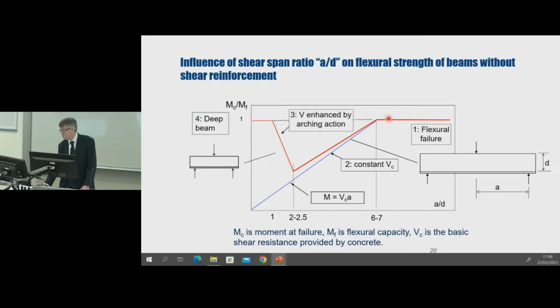And we see that within region 1, where a/d is greater than 6 to 7, the beam fails in flexure. In region 2, with a/d between 2 and 6, the beam fails in shear at an almost constant shear force, depicted V_c. For a/d less than 2, the shear resistance is enhanced through arching action, as we saw in the previous slide. I will focus a little bit on shear enhancement in the next slides.